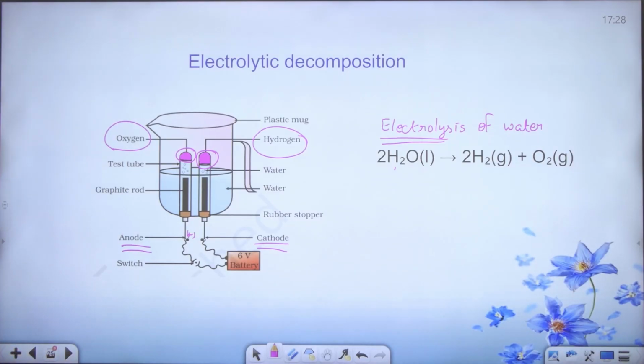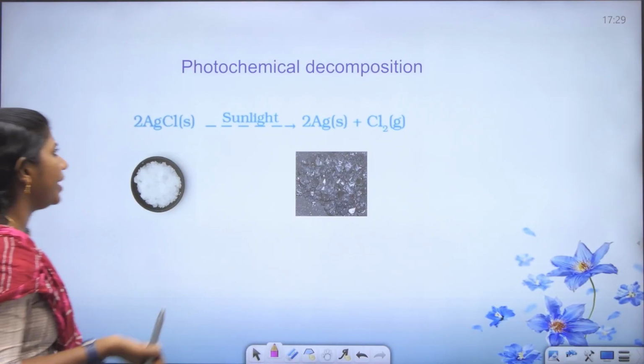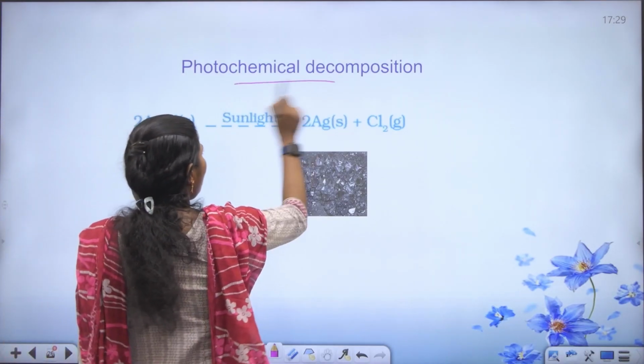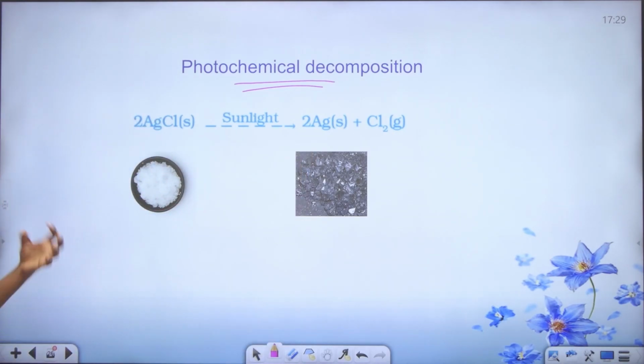Electrolysis of water is an example of electrolytic decomposition. Water molecules decompose or split to form hydrogen and oxygen. Then the next decomposition reaction is photochemical decomposition. Photo means light. So here the decomposition process is carried out in the presence of sunlight.